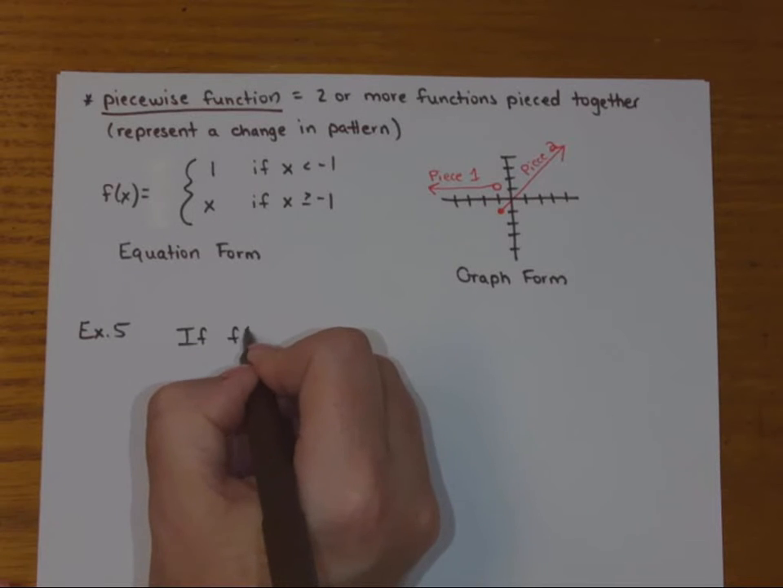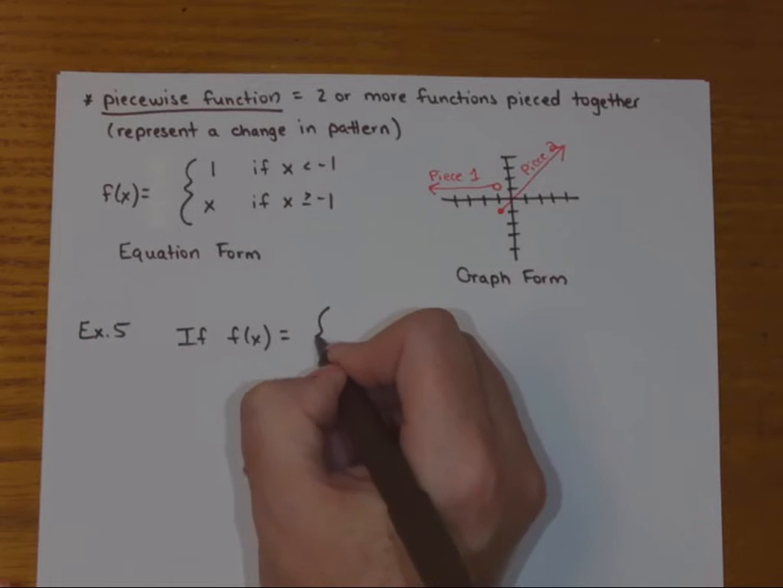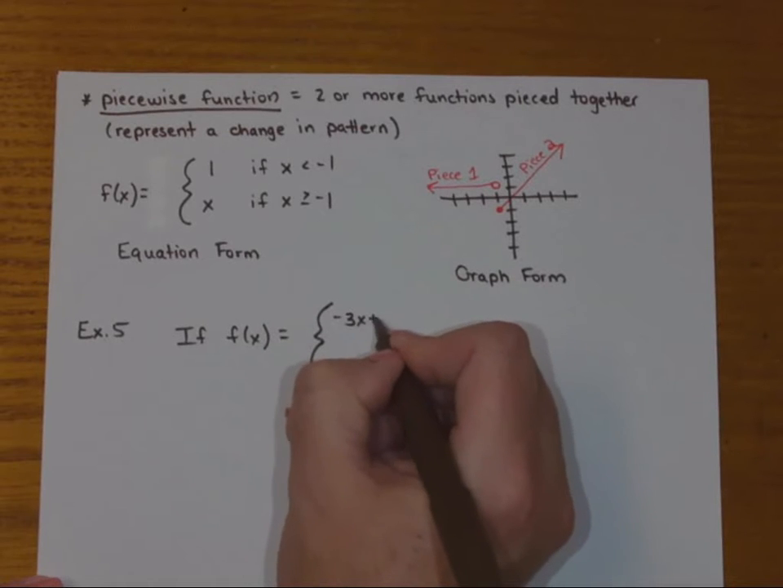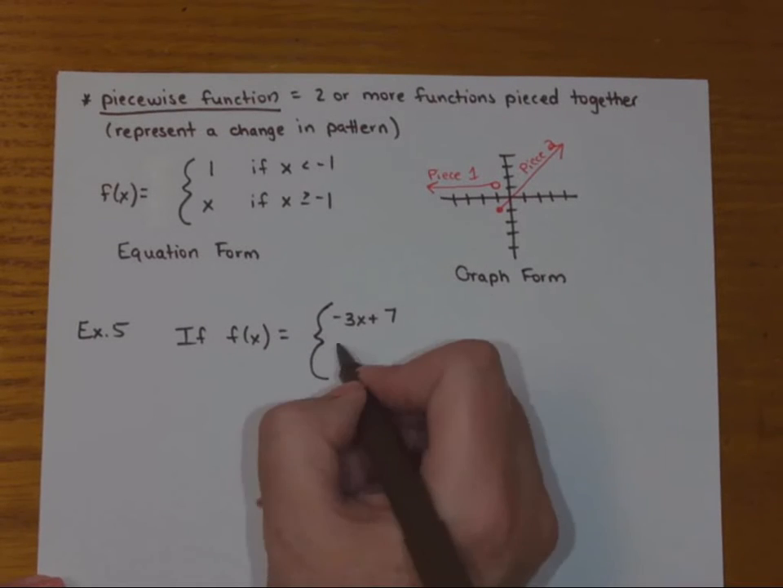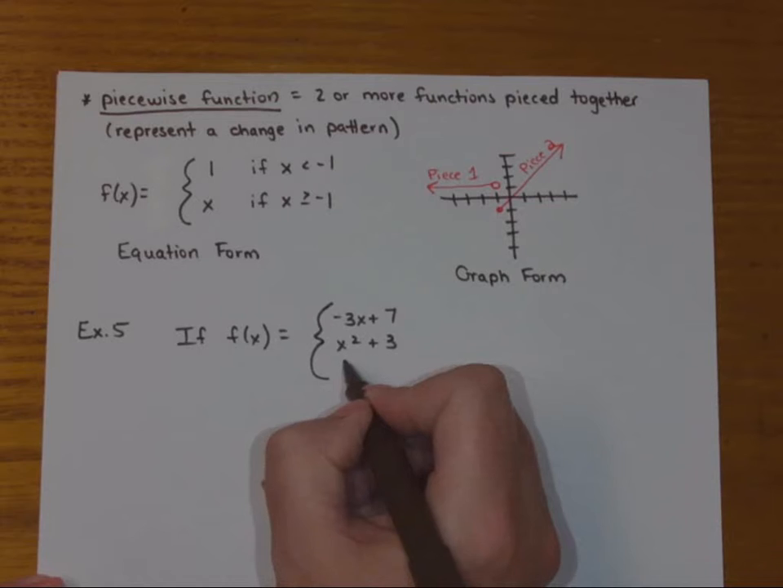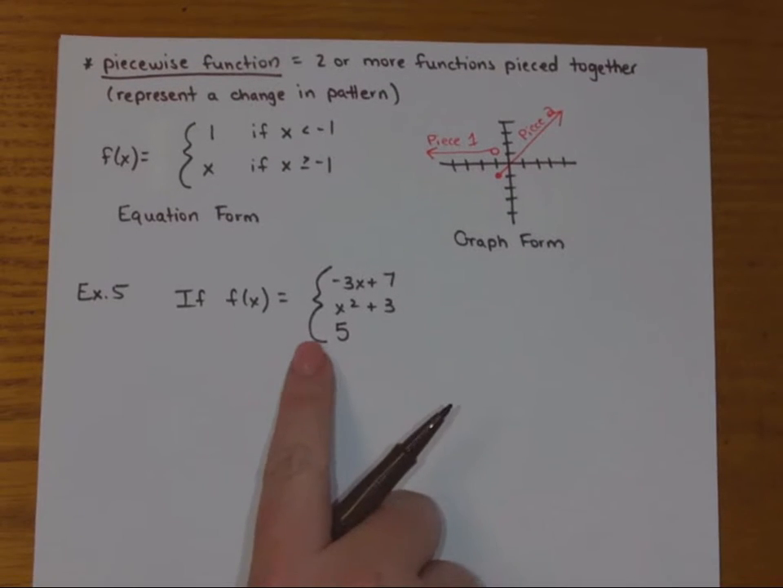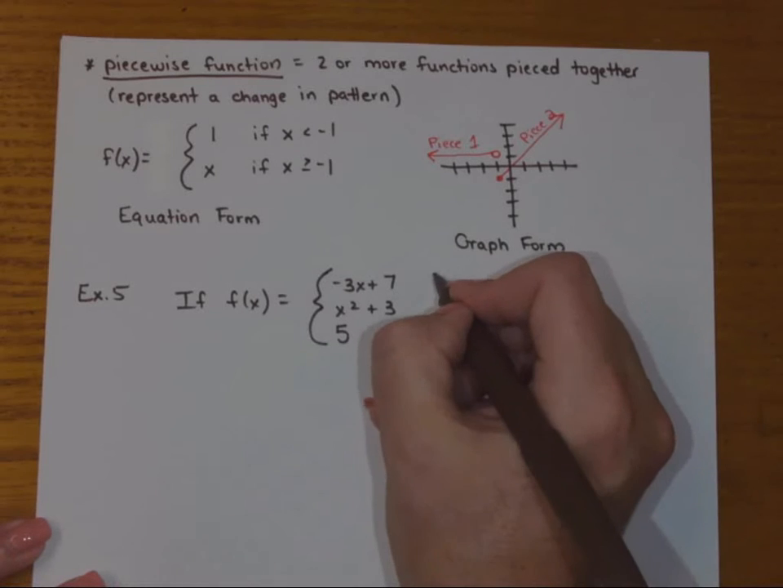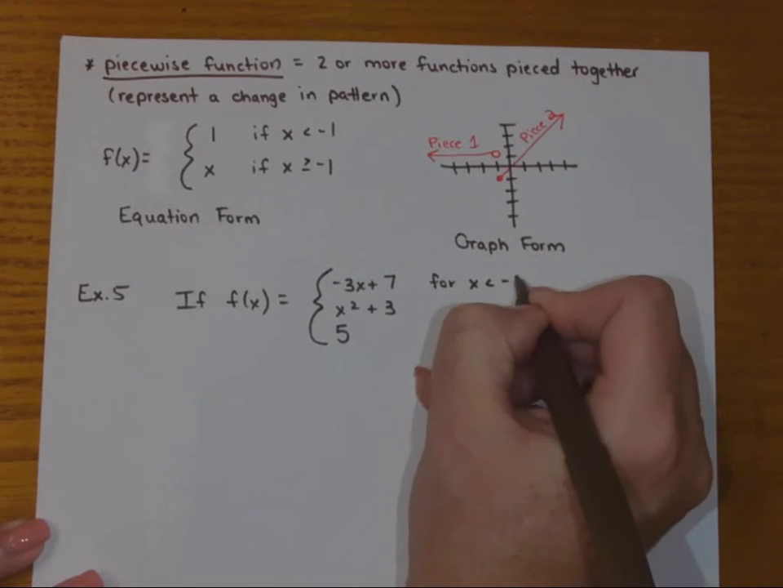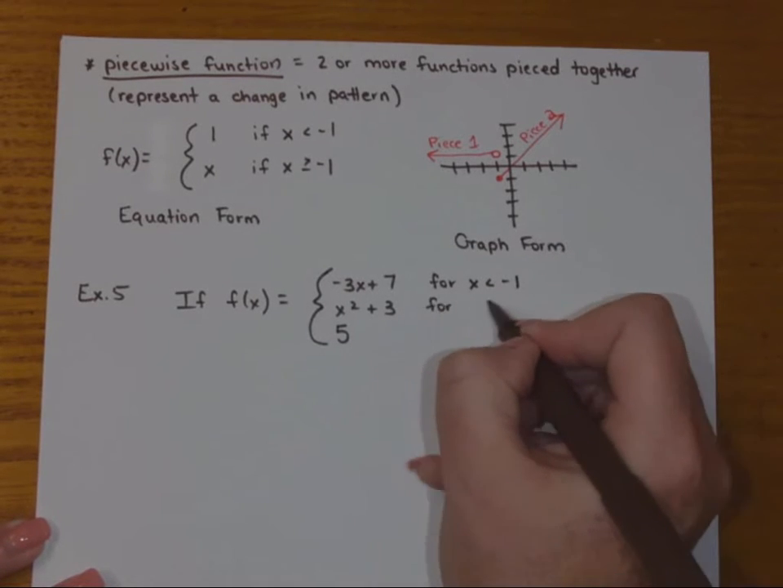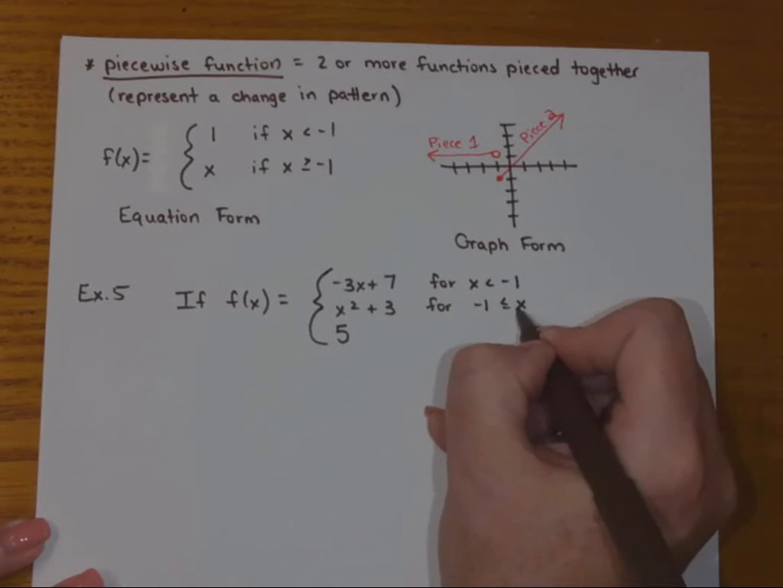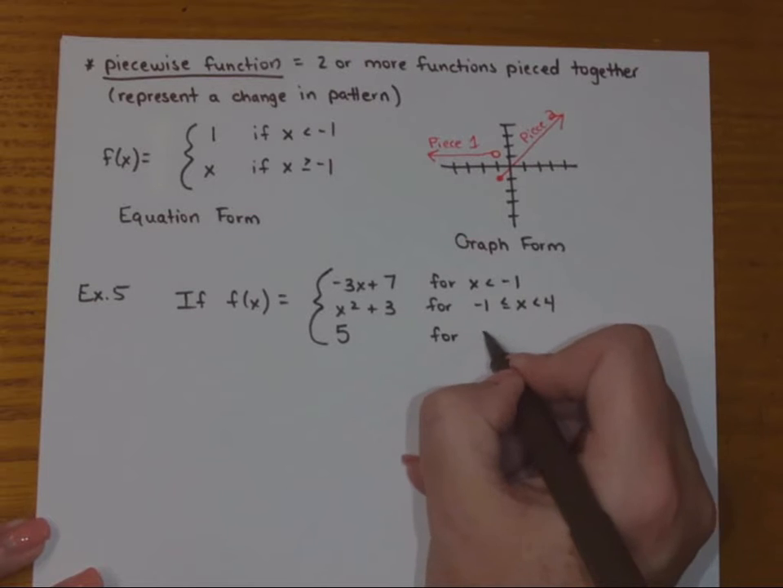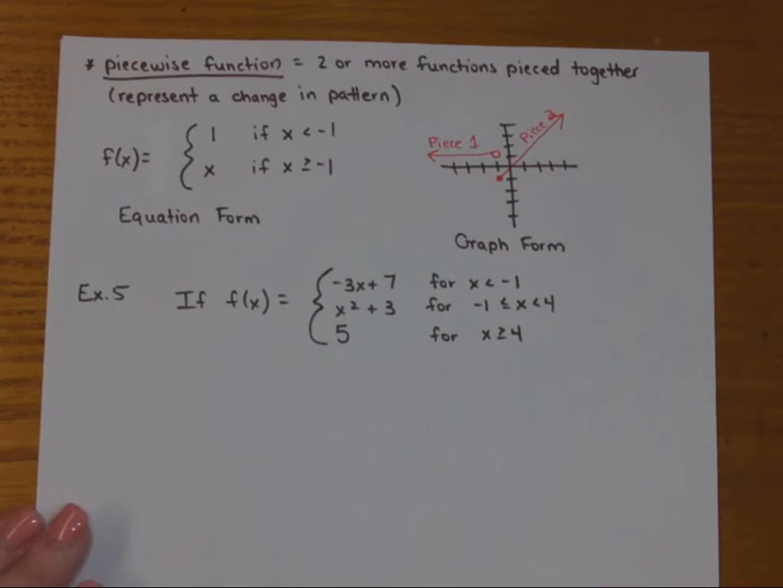This time we're going to stack 3 equations in f of x. So here are the 3 patterns / equations: -3x plus 7, x squared plus 3, and 5. And that curly brace just means, include all 3 of these equations together. This one's going to be for x is less than -1. This is going to be for -1 is less than or equal to x, and that's less than 4. And then finally, this one's going to be for x greater than or equal to 4.